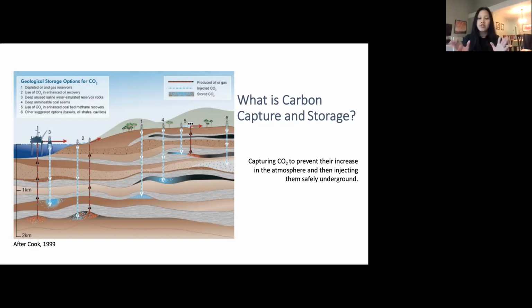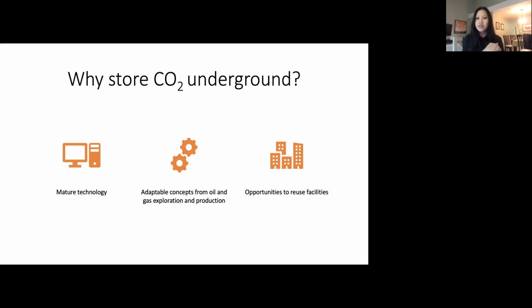There are several options to store CO2. It can be in depleted oil and gas reservoirs. It can also be used for enhanced oil recovery, which is actually the very first use of carbon capture and storage. It can also be stored in saline aquifers deep in the subsurface, which are not for water use, or in unminable coal seams to enhance coal bed methane recovery. And lastly, like what Carbfix is doing, in other kinds of rocks such as basalt. As a geoscientist working in carbon capture and storage, I'm often asked, why store the CO2 underground?